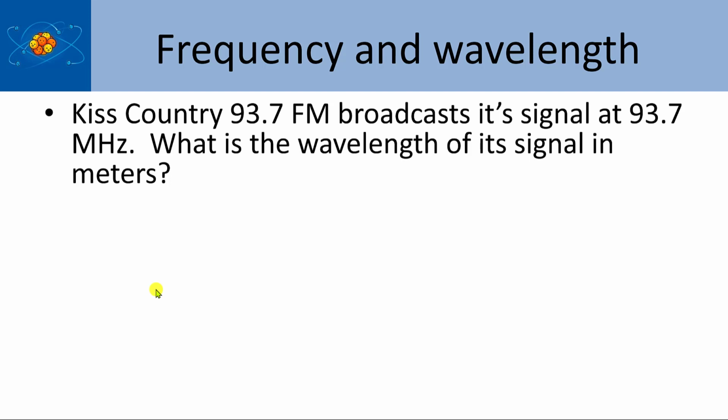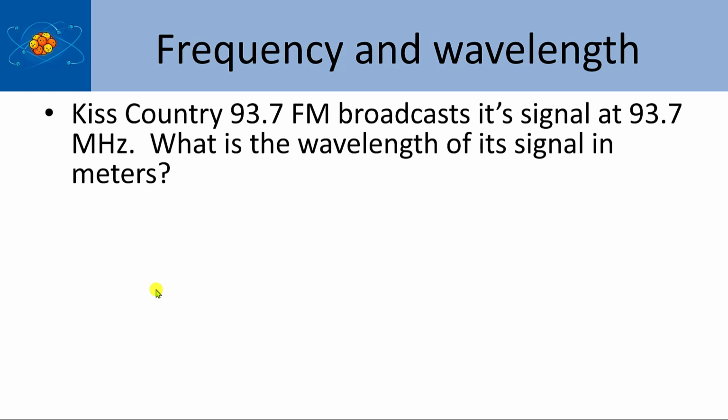So I'm going to go over a couple of calculations that are pretty common for this kind of material related to frequency, wavelength, and the speed of light. So the local radio station called Kiss Country broadcasts at 93.7 FM, right? And that actually means that it has a frequency of 93.7 megahertz. So what is the wavelength of its signal in meters?